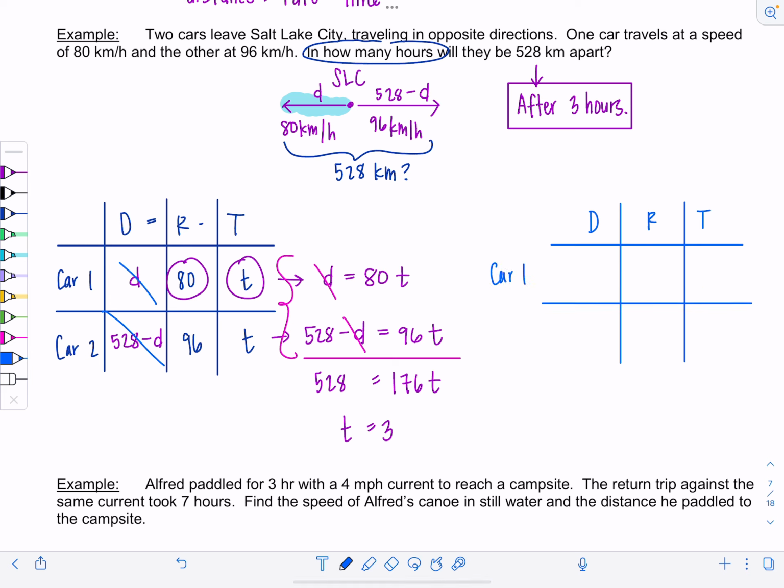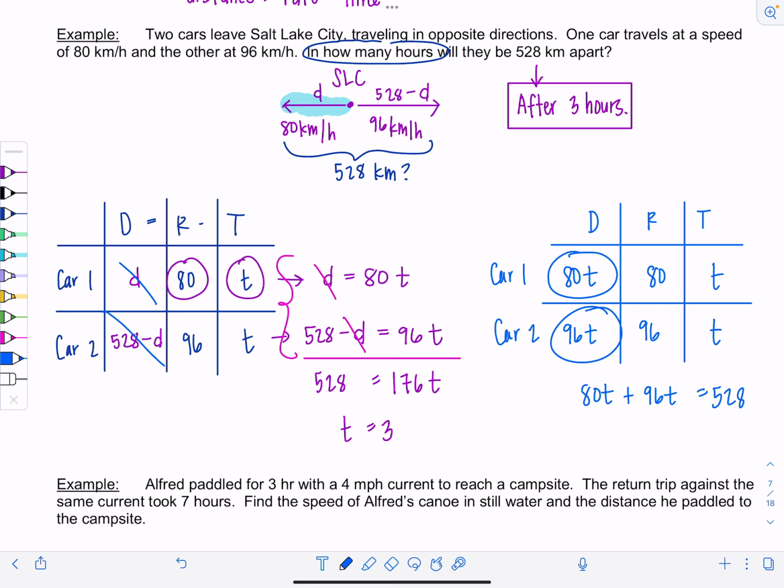I wouldn't give my students a question like this, but they come up. So here's car 1, here's car 2. I would say he travels 80 kilometers per hour, time t. 96 kilometers per hour, time t. This is 80t, this is 96t. And if they're gonna be 528 kilometers apart, then the sum of those 2 distances better be 528. See how much simpler it is? 80 plus 96, there's your 176t equals 528, and bam, we're back to this step.